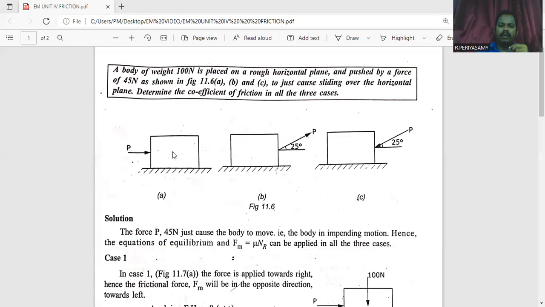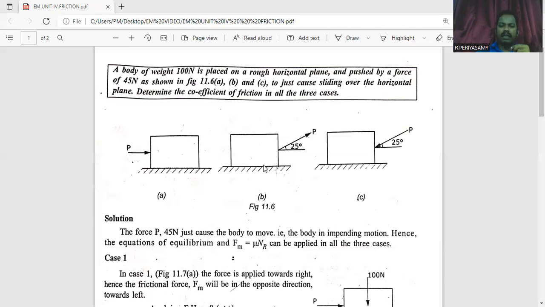In the first case, one body is placed on a rough surface. At the same time, the 45 Newton force acts towards the rightward direction. At that time, the body will move towards the rightward direction, and the frictional force will act in the leftward direction. So what is the coefficient of friction in this case?